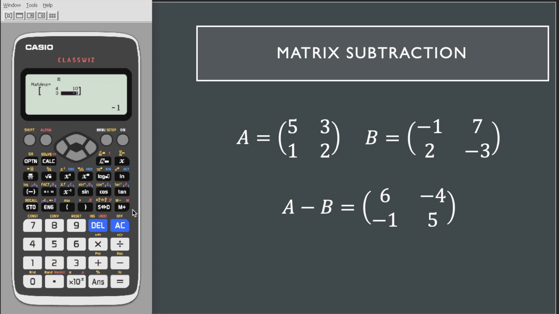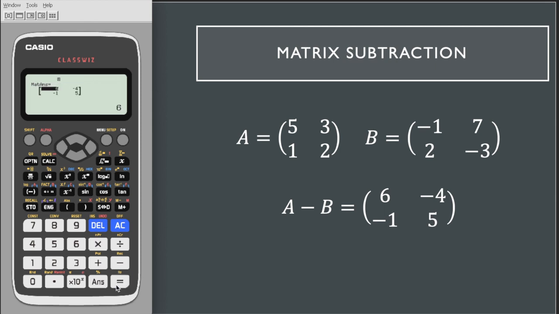Okay, so we want to return to our matrix screen, so we press AC. Then to go to the matrix menu, we press Option. And now we want matrix A, so that's 3. This time we're going to subtract, so we're going to press the minus sign and go back to our matrix menu, so press Option. And now we're going to select 4, because we want to subtract matrix B from matrix A. So select 4. So now we've got matrix A minus matrix B.